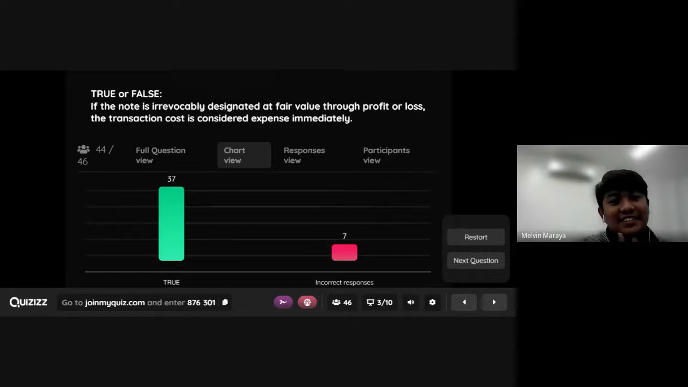The correct answer is true. Again, parang pangalawa ko na ito itinanong yata that any liability that is designated at fair value through profit or loss, yung transaction cost niyan, okay, iko-considered outright expense. Di ba? Outright expense, if the liability is designated at fair value through profit or loss. Pero if not designated at fair value through profit or loss, the transaction cost is a deduction to the fair value of the said liability. Okay? So, next question.